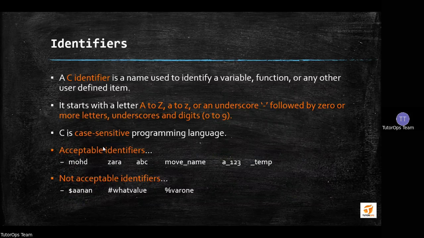Acceptable identifiers are like this: MOHD, Zara, ABC, move_name, a_123, _temp. Not acceptable identifiers are those that start with any special character like dollar, hash, or percentage, or start with a digit, or contain a space like var one. These are the non-acceptable identifiers in programming.